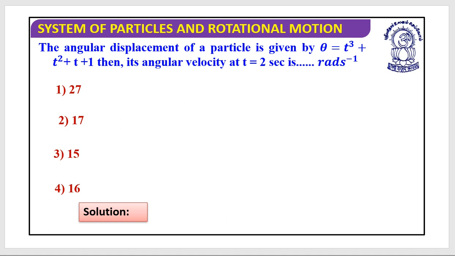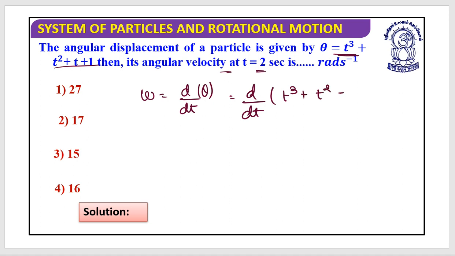Yes, a very easy question. It says that the angular displacement of a particle is given as theta equals t cube plus t square plus t plus 1. Then what is its angular velocity at t equals 2 seconds? Okay, so I can write it like this: omega is equal to d theta by dt. While writing this, it is d by dt of t cube plus t square plus t plus 1.